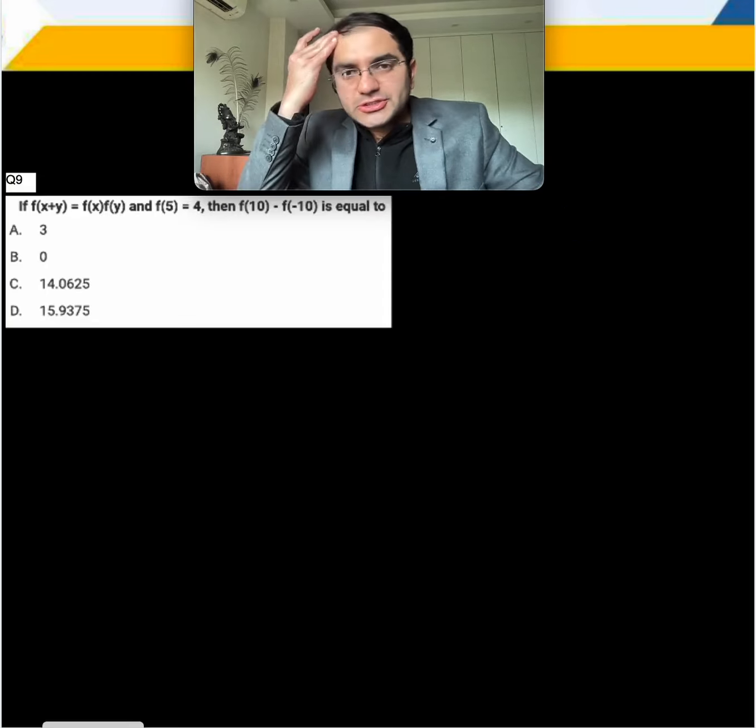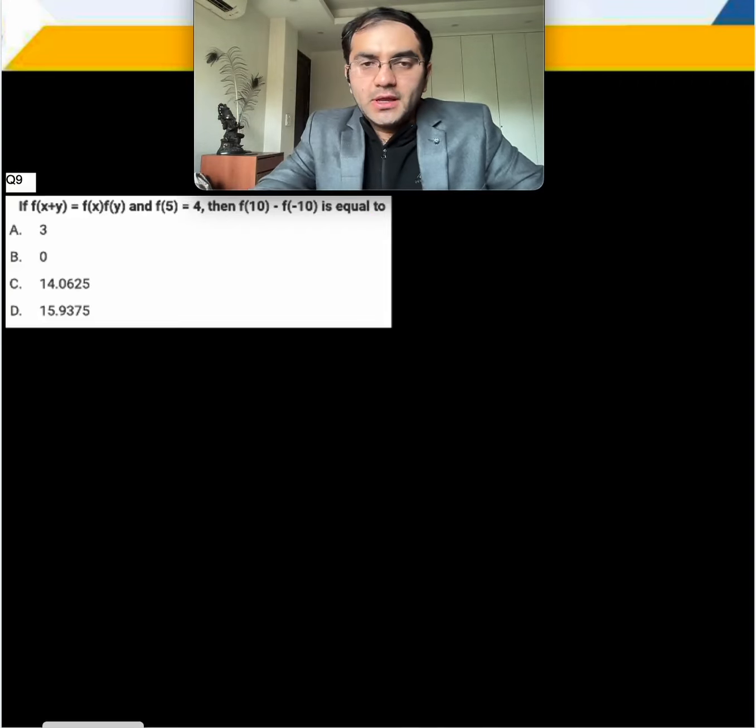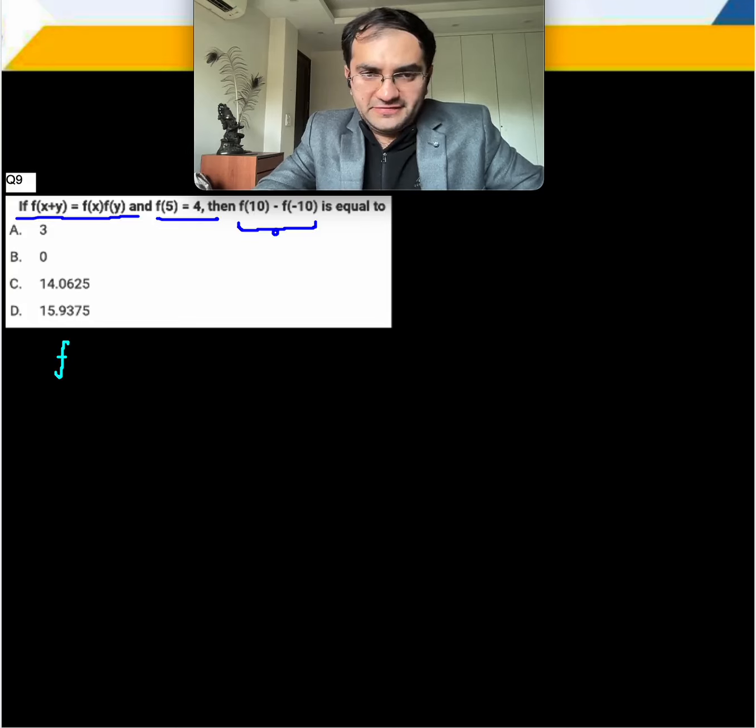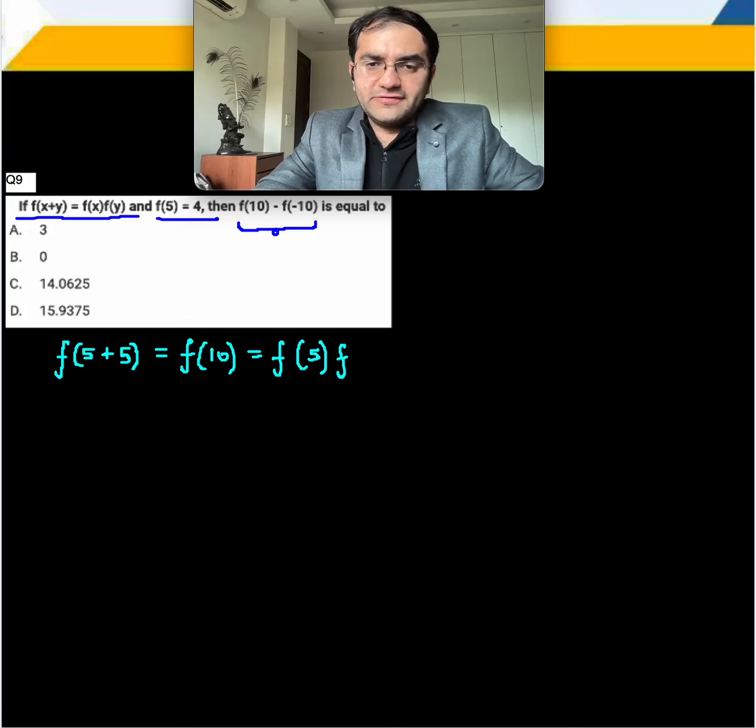A standard question on functions whereby by hit and trial we will use the expression provided to us in order to find out the expressions that we require to calculate the answer. F of x plus y is equal to f of x into f of y, and f of 5 is given. I need f of 10. So I am first going to take x and y as 5 and 5. So 5 plus 5 is equal to f of 5 into f of 5. 5 plus 5 is f of 10, which is equal to f of 5 into f of 5, which is 4 into 4, 16.